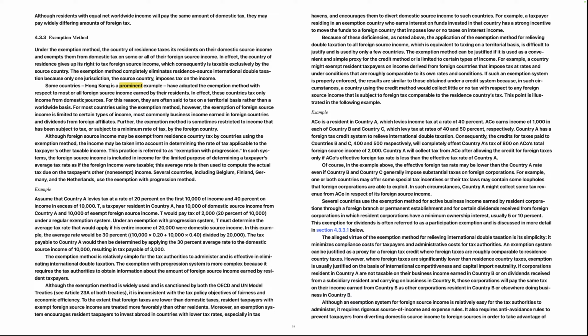For most countries using the exemption method, however, the exemption of foreign source income is limited to certain types of income, most commonly business income earned in foreign countries and dividends from foreign affiliates.